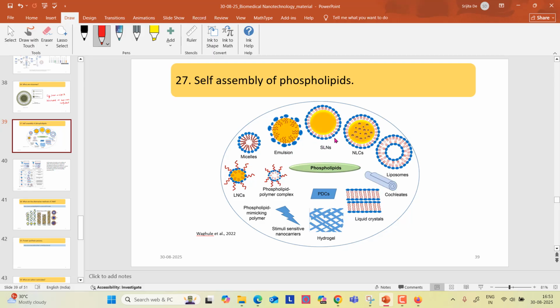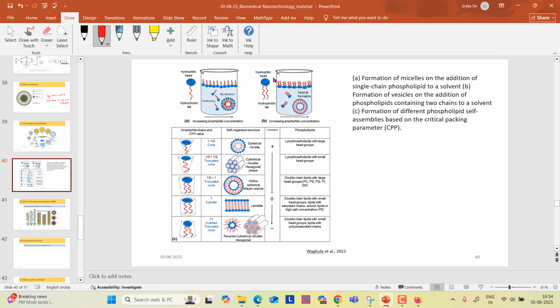Next come solid lipid nanoparticles. Next come nanostructured lipid carriers. This is the phospholipid bilayer of liposomes. This is the PDCs. So these are the different kinds of self-assembled phospholipids they are showing. So these are some of the examples.